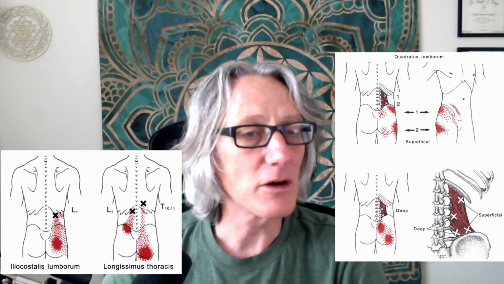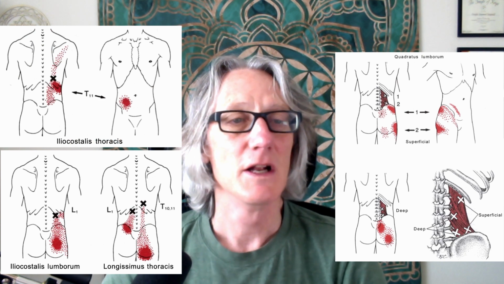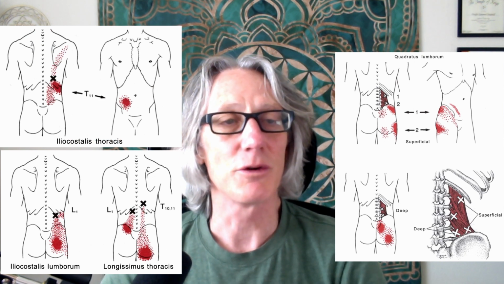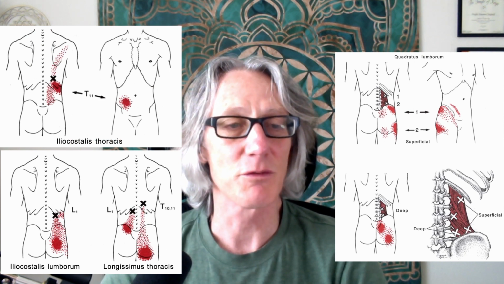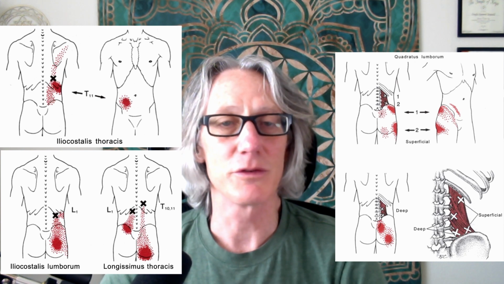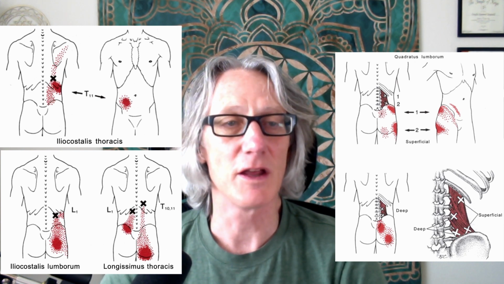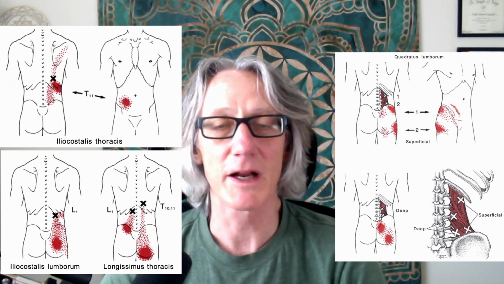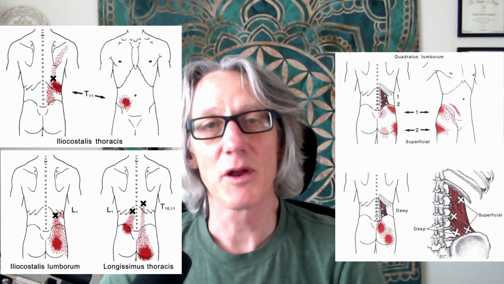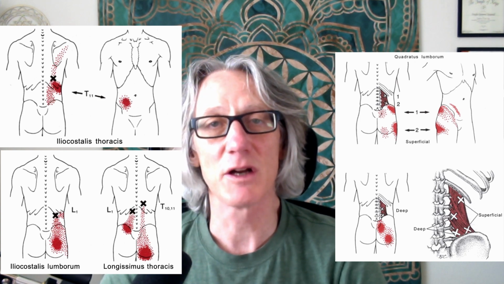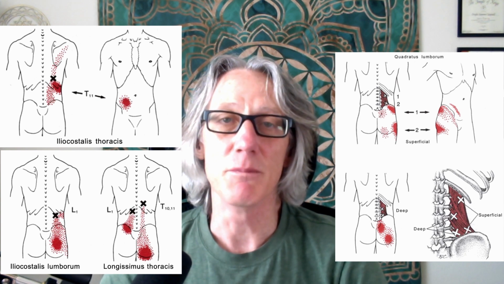I'm going to pull that up. Okay, so here's the iliocostalis referral as well as the longissimus referral. So both muscles can produce referral into the glutes as well as into the low back area. So then I moved to putting that vibration on those paraspinal muscles during that movement to relieve that.